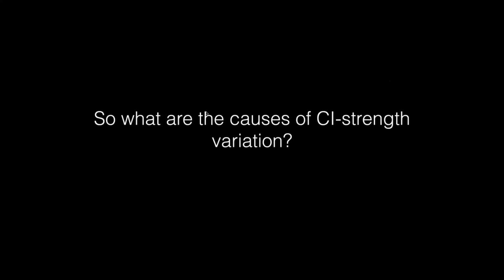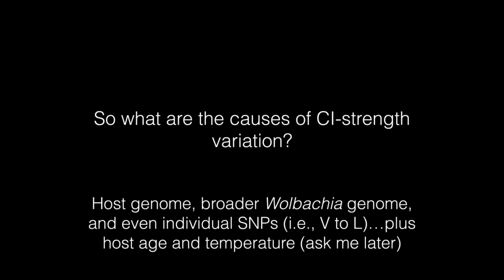So what are the causes of CI strength variation? Again, it's complex, but contributions of the host genome, the broader Wolbachia genome, things related to titer and how many Wolbachia there are and where they are, cifB expression, and then obviously CIFs generally, but even individual mutations in there can affect CI strength. Importantly, Dylan has really beautiful work on host age. We're doing work on temperature, building off some other work, and these things can all influence how strong CI is. So it's complex, but just know CI strength varies greatly, and there are a lot of contributing factors.